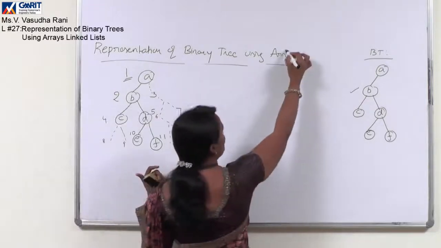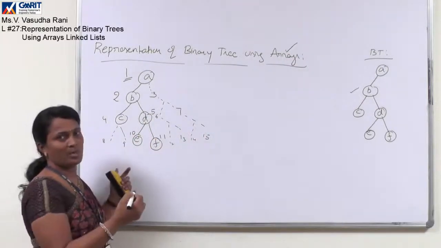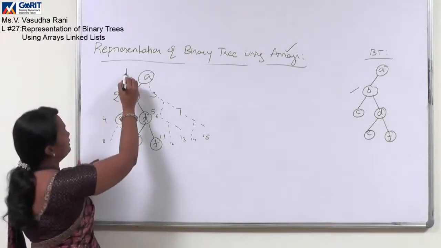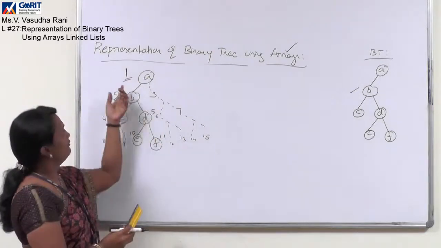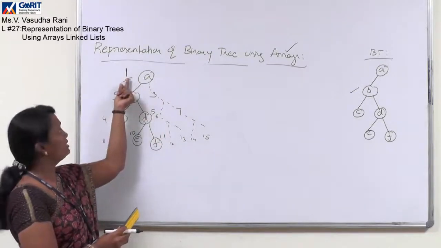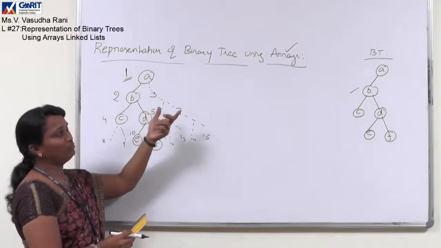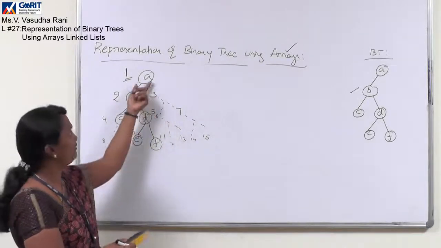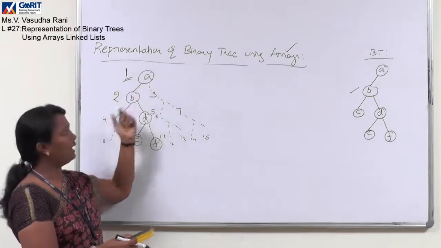As we are going to use the array data structure, which supports an index and a value. So the index property of the array we can utilize for storing the position number of the node, and the value location, the element location of the array, we can utilize for storing the node value.